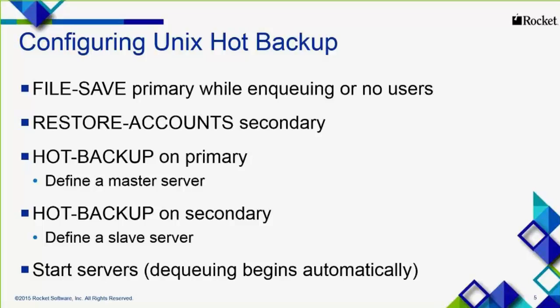The reason I mention it is that on the next step, where you restore the data on that secondary machine, you then define your two servers on the Hot Backup: primary and the Hot Backup secondary. And when you start those servers, the transactions that have been accumulating in the queue while you were doing your save and your configuration will automatically dequeue and get updated onto the backup system.